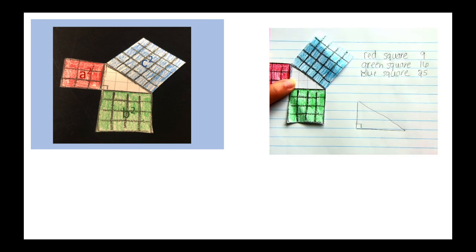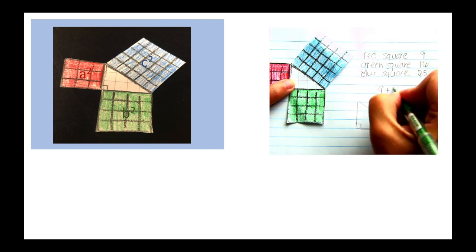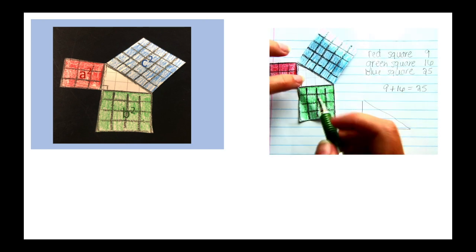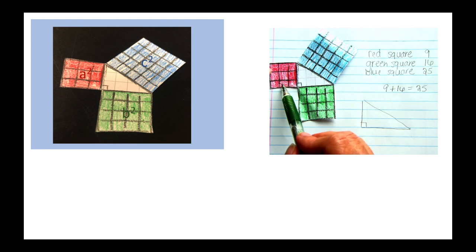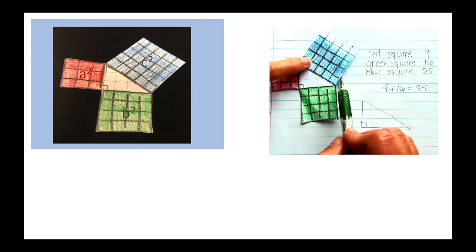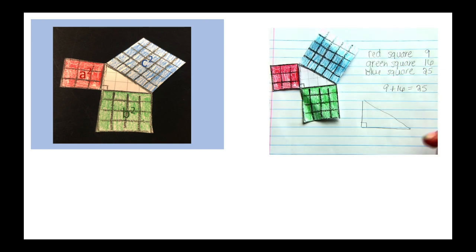Now, I want you to look at these 3 numbers and see if we can mathematically connect those 3 numbers. 9 plus 16 gives me 25. And what that means is if I take the red squares and the green squares, they're going to fit perfectly inside of the blue squares. And that is what is called the Pythagorean Theorem.